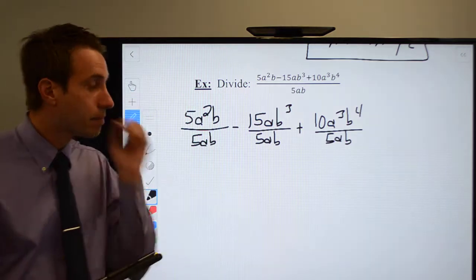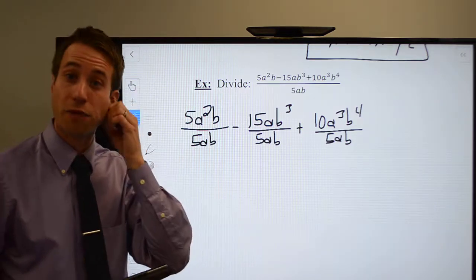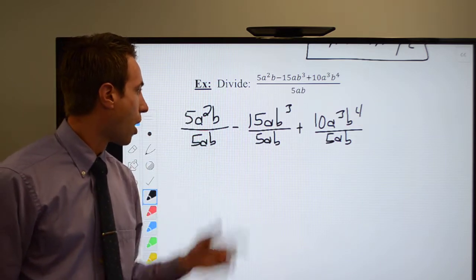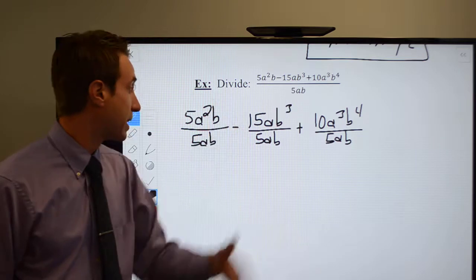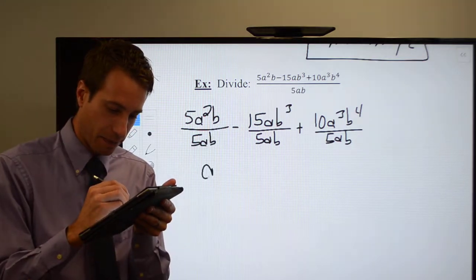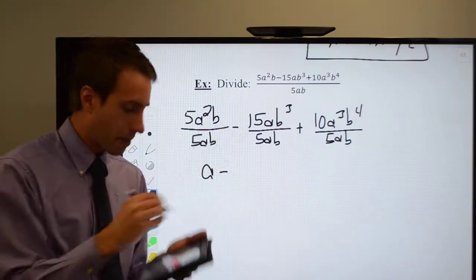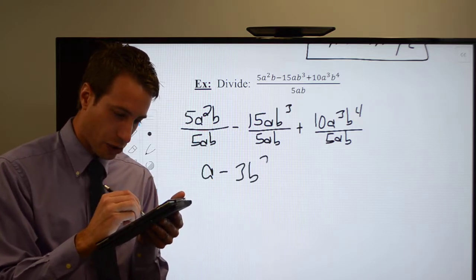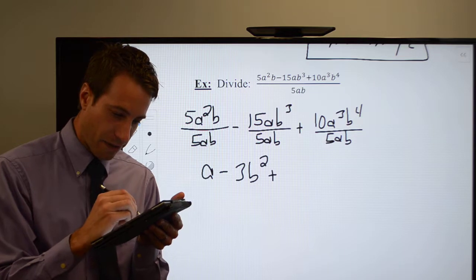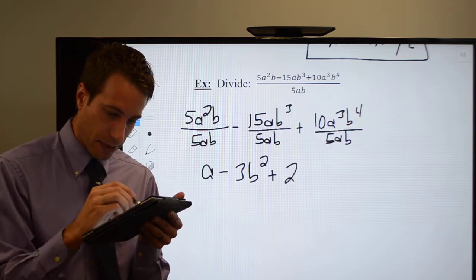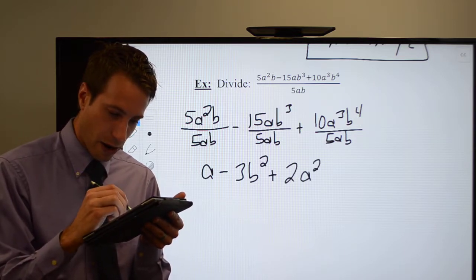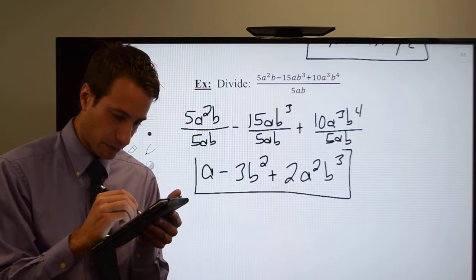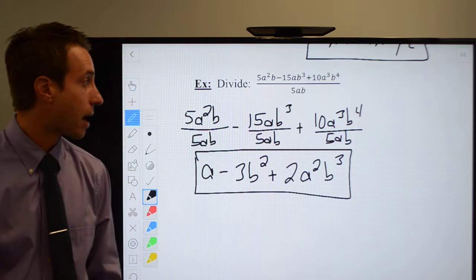Okay, now that I've got them written as their own fractions, we go ahead and simplify each one of these. 5 divided by 5 is 1, so actually the b's cancel, I'm left with just an a. 15 divided by 5, that's going to be 3. The a's are going to cancel, I'll be left with a b squared. 10 divided by 5 is 2. I'm going to be left with an a squared and a b to the third. And there is my polynomial.